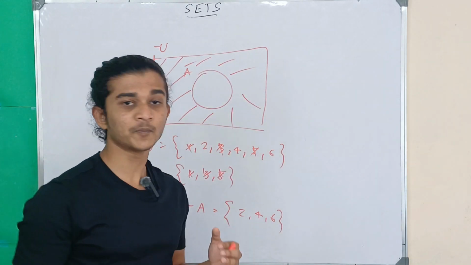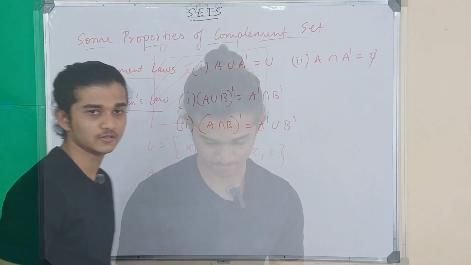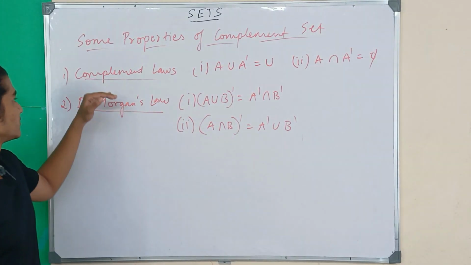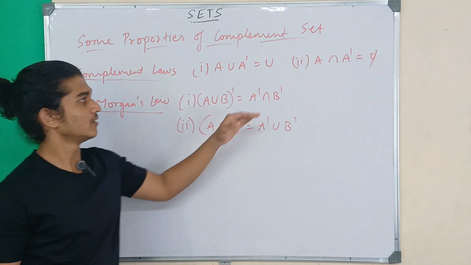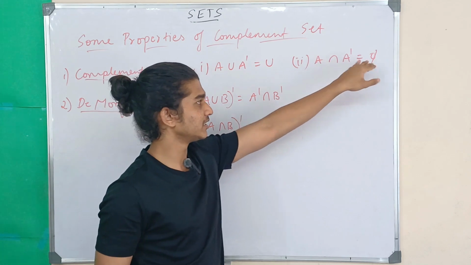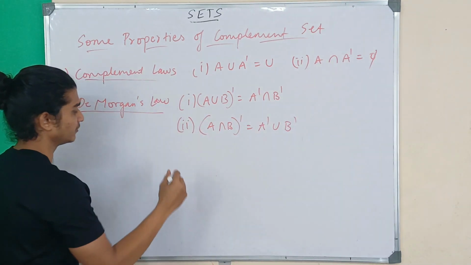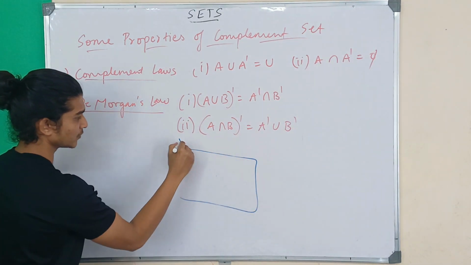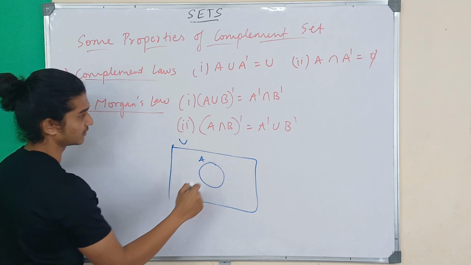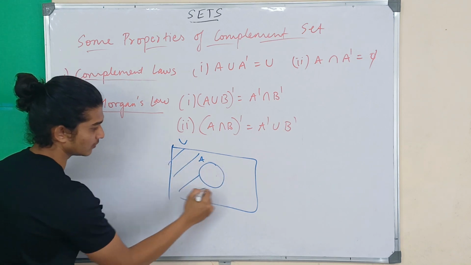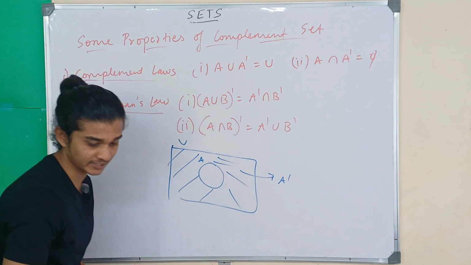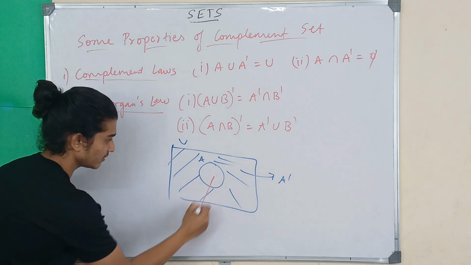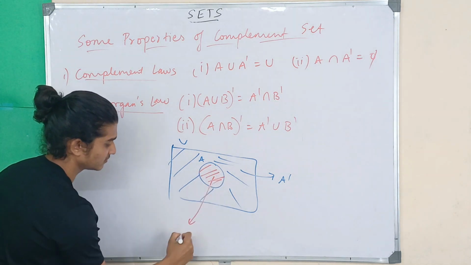So now let's get into the properties of the complement of a set. The first property is A union A complement is equal to the universal set, and A intersection A complement is phi. Let us try to understand this using a Venn diagram. You have this universal set and you have this set A. Your A complement is basically this whole empty area, and this area is your A.